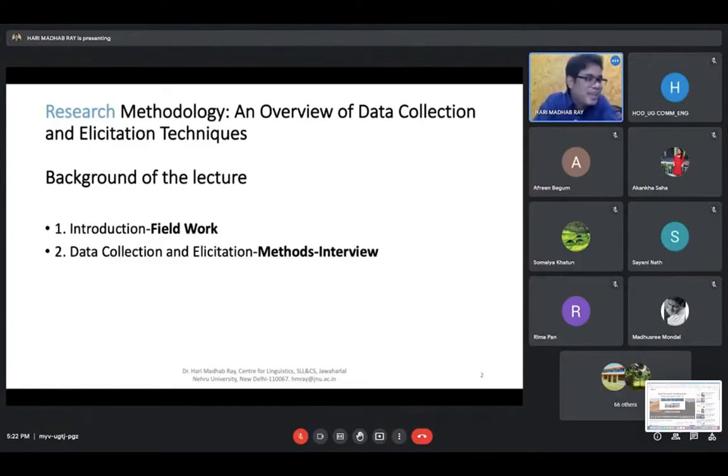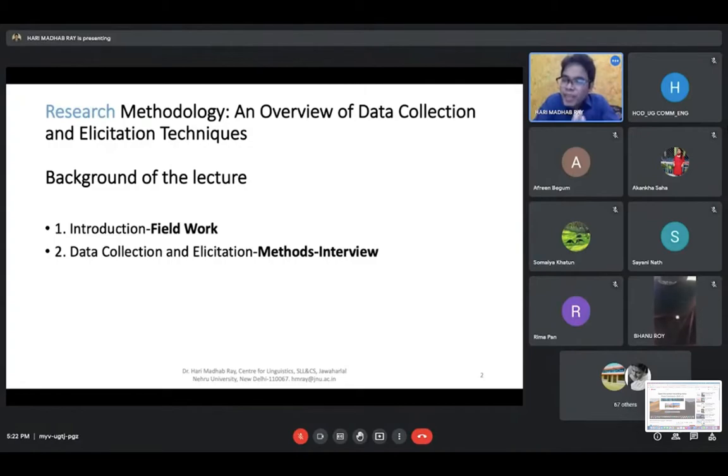Especially in field linguistics or field work, definitely we need to collect data. Without data, you cannot validate a particular hypothesis, or you cannot do anything. So you need to have data. Data is really important. So how to collect data? One of the methods of collecting data is the interview method.